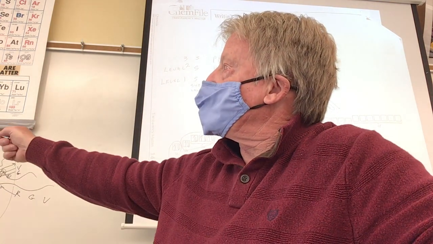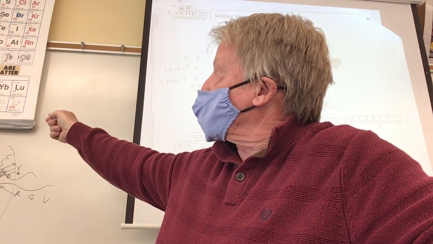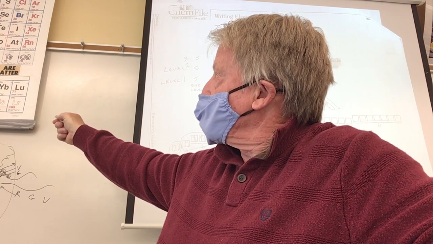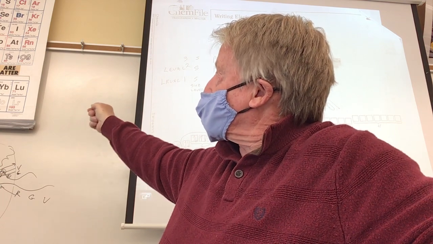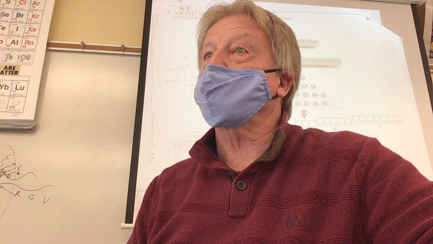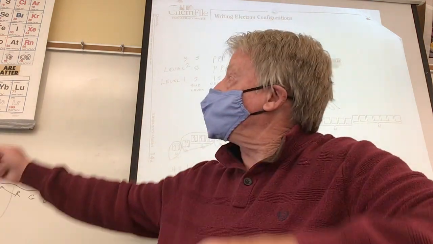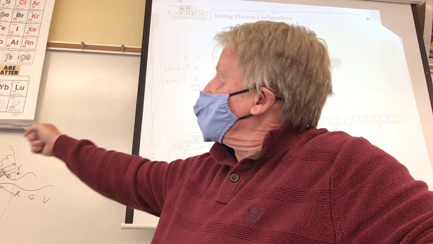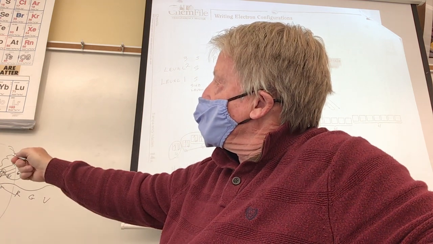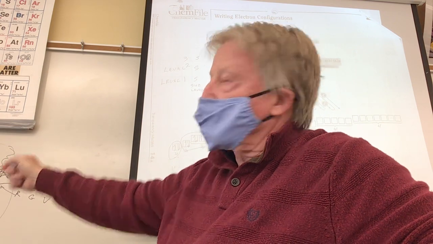Then what? 4d, 1, 2, 3, 4, 5, 6, 7, 10. Okay, then what? 5p, 1, 2, 3, 6. You still didn't fill your 4f yet. Yeah, I did fill my 4d, right? But then what? Where does the 55th electron go? 5s1 and 5s2.